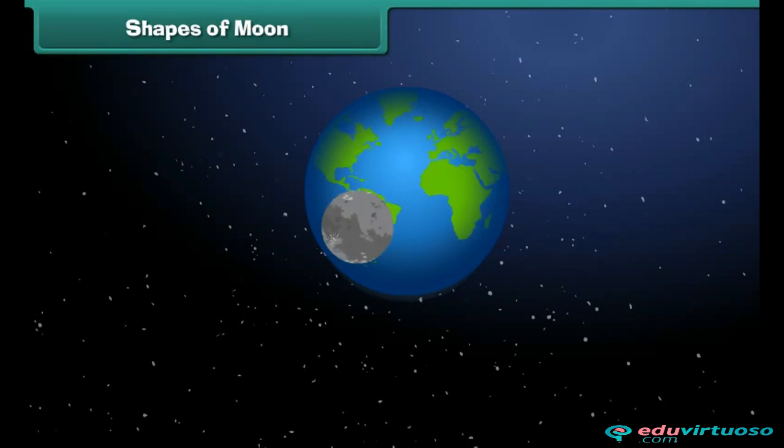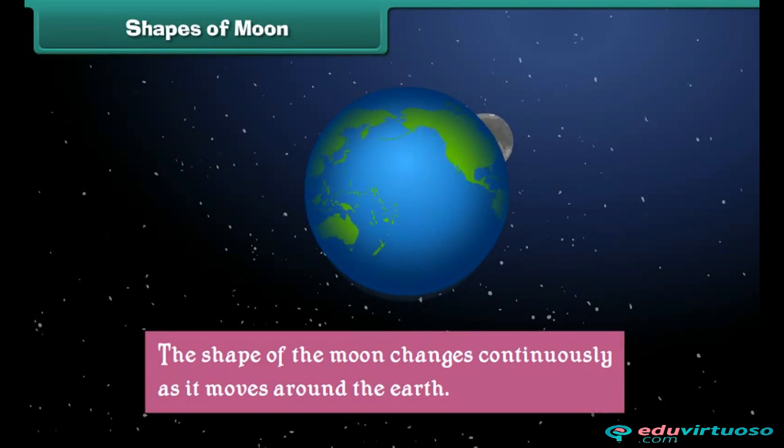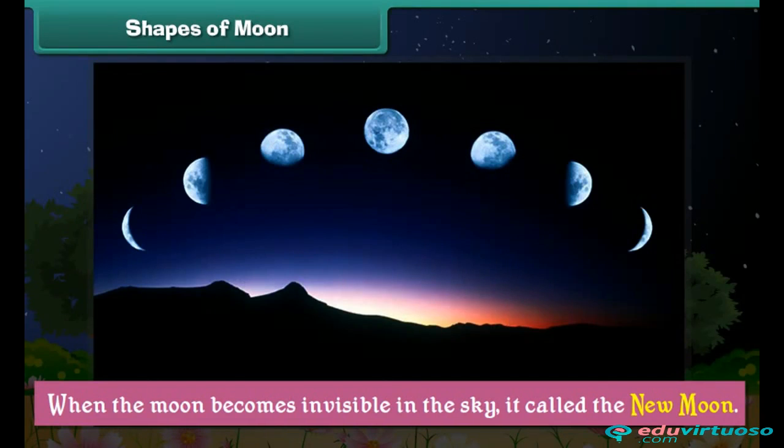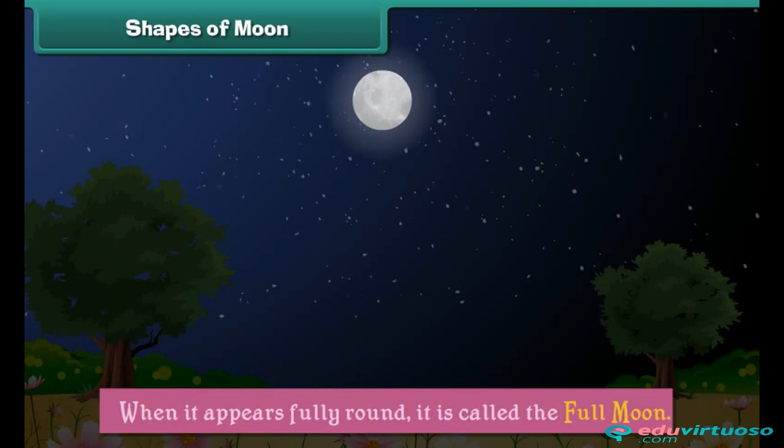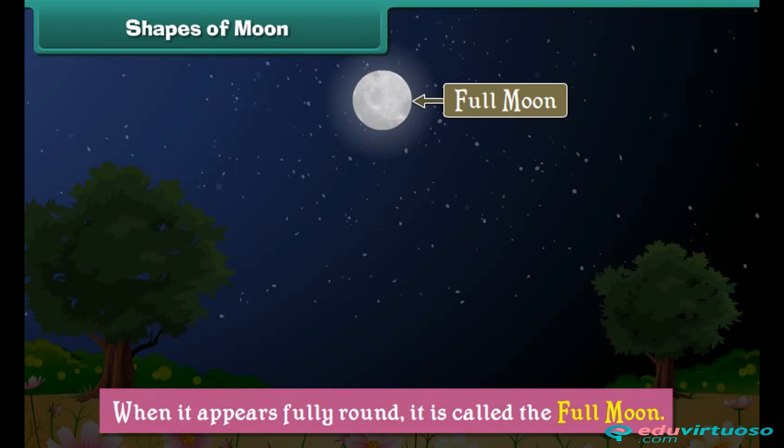Shapes of the moon. The shape of the moon changes continuously as it moves around the earth. When the moon becomes invisible in the sky, it is called the new moon. When it appears fully round, it is called the full moon.